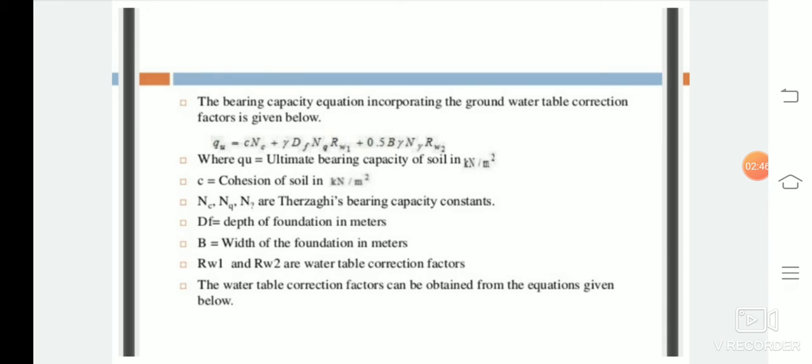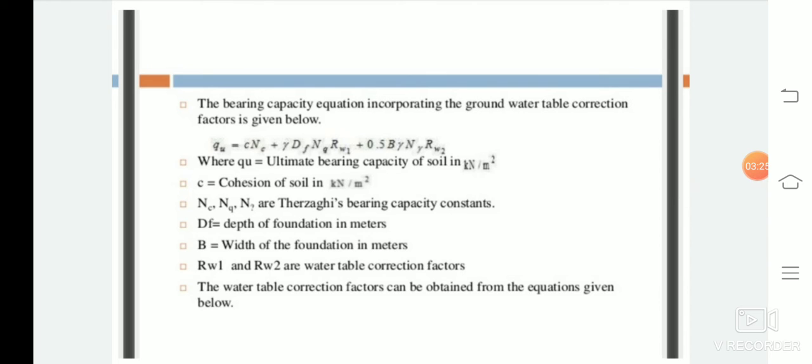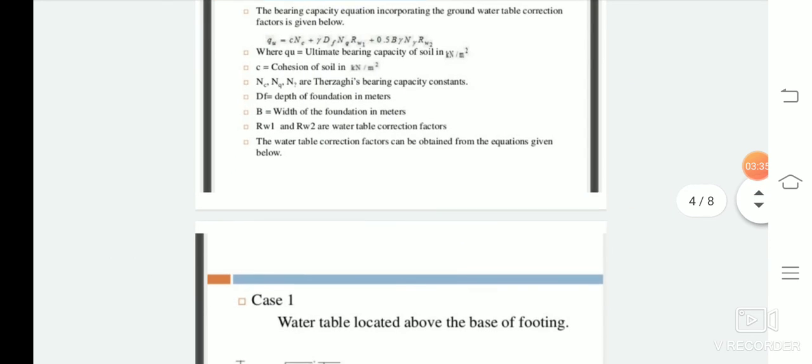Normally, the ultimate bearing capacity of the foundation, as given by Terzaghi's equation, is Qu = cNc + γ Df Nq Rw1 + 0.5 γ B Nγ Rw2. Here Qu is the ultimate bearing capacity of the soil, c stands for cohesion of the soil, Nc, Nq, Nγ are the Terzaghi bearing capacity factors, Df stands for depth of the foundation, B stands for width of the foundation, and the factors Rw1 and Rw2 are the water table correction factors. So the water table correction factors can be obtained from the following cases.